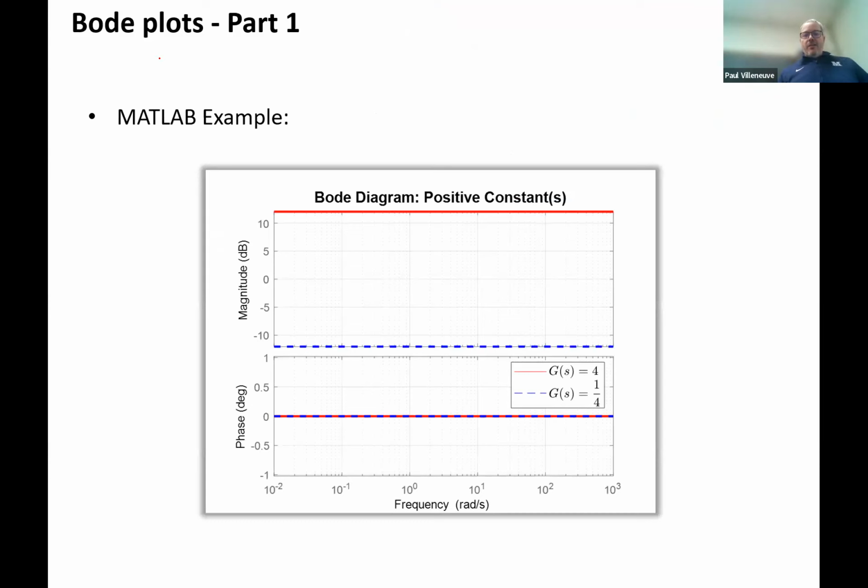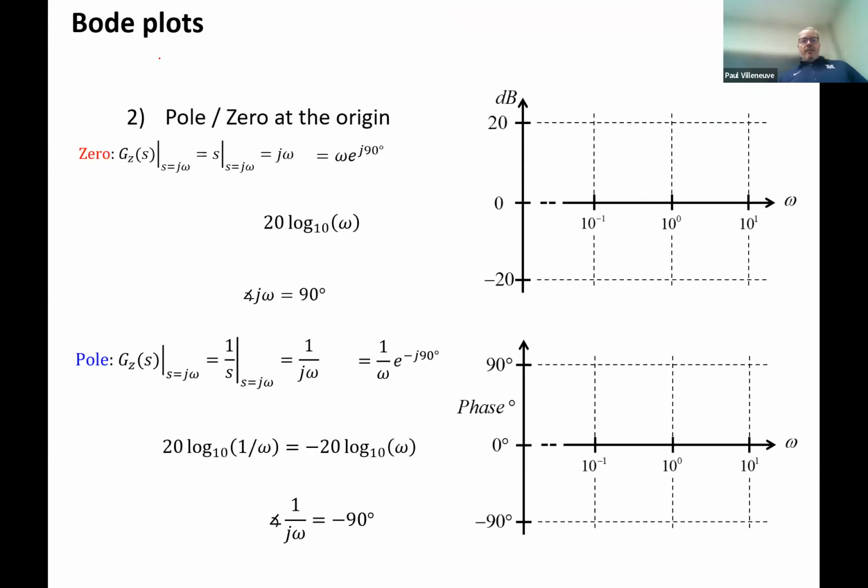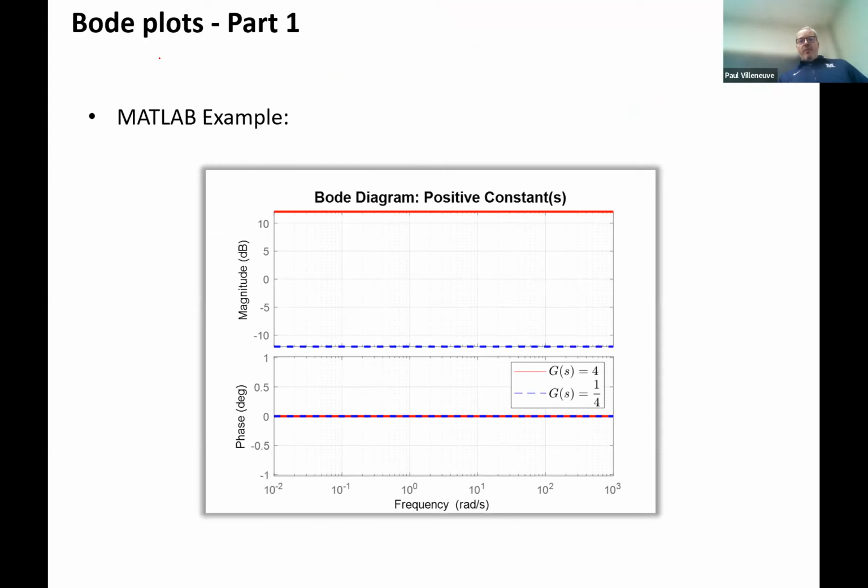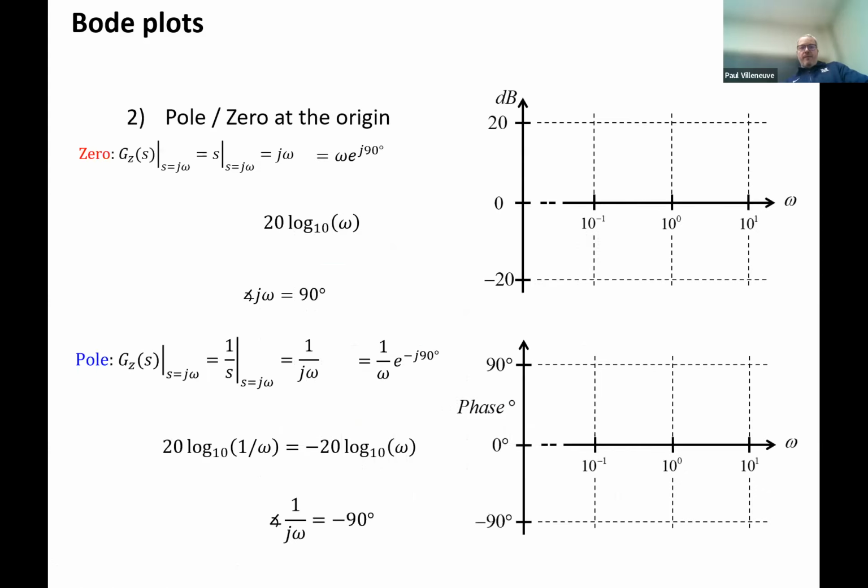All right, so here is not much to report, right? You can see if my gain is 4, it's way up over here. And if it's a quarter, it's way down over here. Those are the two magnitudes. One's way up over here. One's way down over here. This is the phase shift is 0.